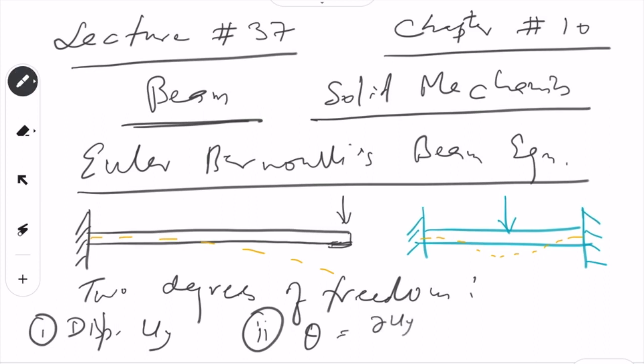nothing but duy over dx. So there are 2 degrees of freedom basically, although this is dependent. So this will depend on uy, but still they are 2 degrees of freedom. Okay, so let's first derive it.